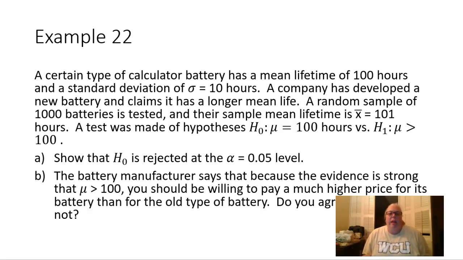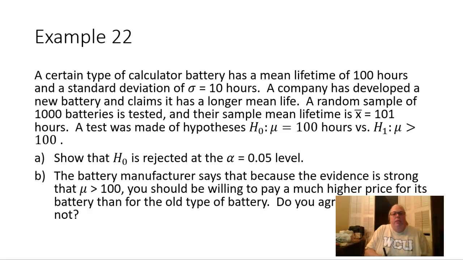Okay, a certain type of calculator battery has a mean lifetime of 100 hours and a standard deviation of sigma equals 10 hours. A company has developed a new battery and claims it has a longer mean life. A random sample of 1,000 batteries is tested and their sample mean lifetime is x bar equals 101 hours. A test was made of the null hypothesis mu equals 100 hours versus the alternate hypothesis mu greater than 100 hours. For part A, we're going to show that the null hypothesis is rejected at the 0.05 level.